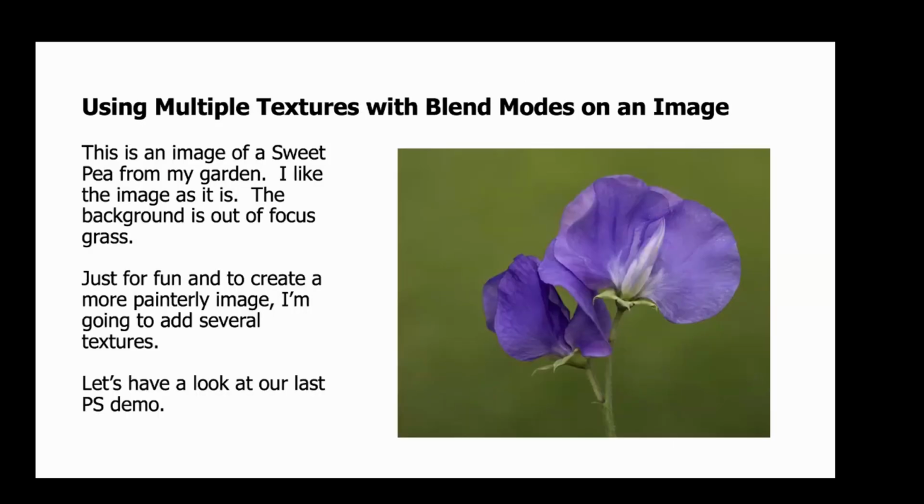This is an image of a sweet pea from my garden. I like the image as it is. The background is out of focus grass, which is always a great background if you're outside when you can see the grass, not like these days. But just for fun and to create a more painterly image, I'm going to add several textures. Let's have a look at our last Photoshop demo.